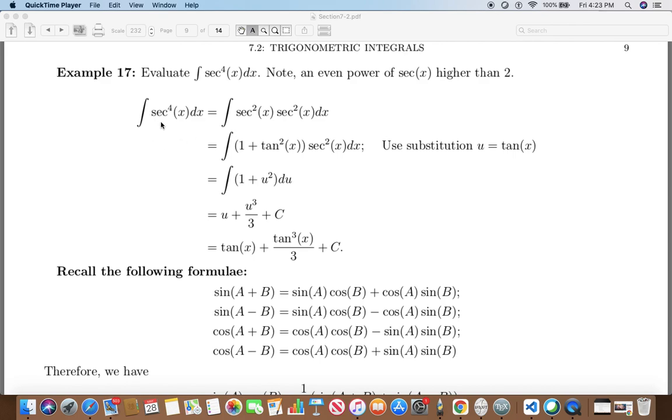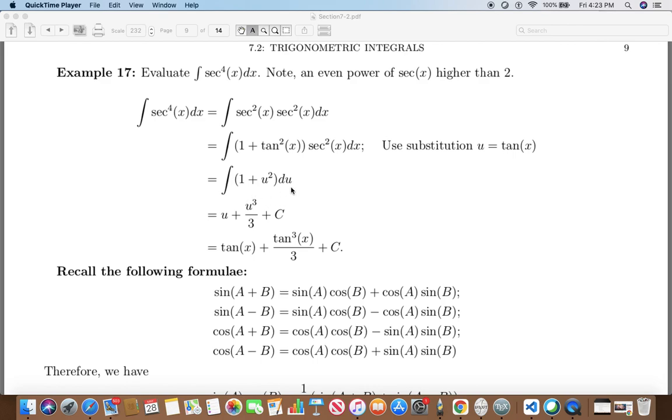So the integral of secant to the 4th power x dx is the integral of secant squared x times secant squared x dx. This secant squared is nothing but 1 plus tan squared x. Why did we do this? Now you can simply use substitution. Let u equal tan x. Derivative of tan is secant squared. So this part, secant squared x dx, is du. And this part is 1 plus u squared. So the integral of 1 plus u squared du.